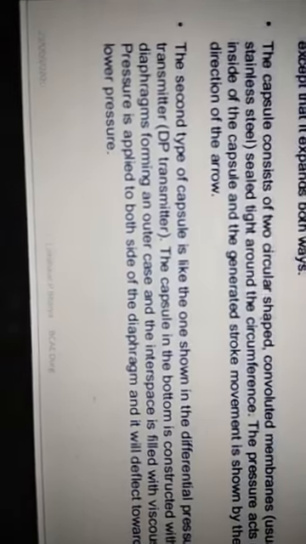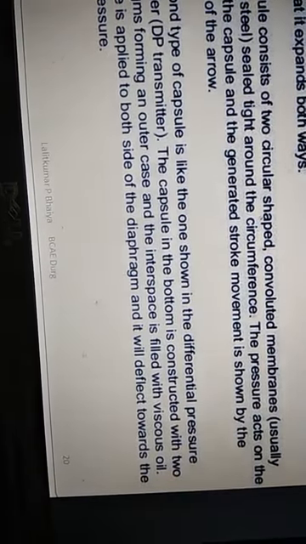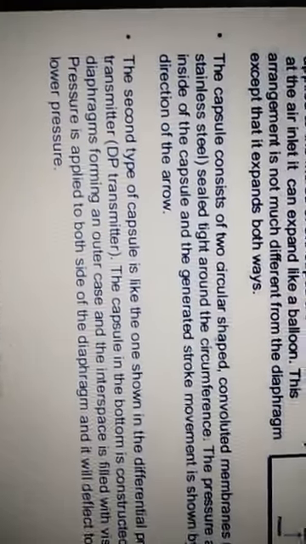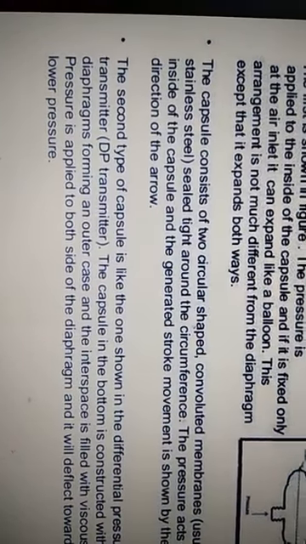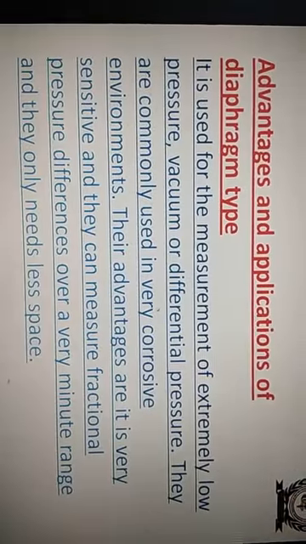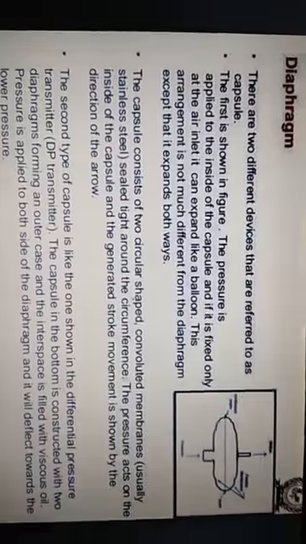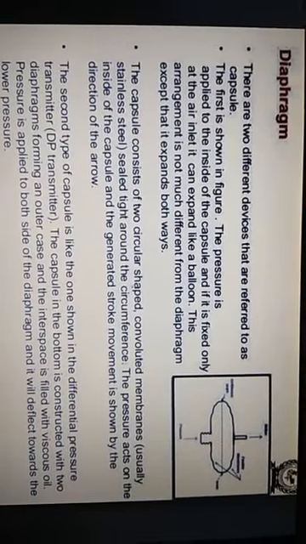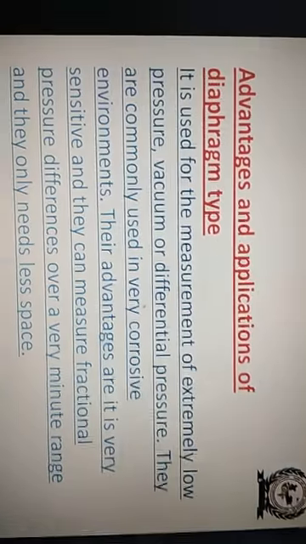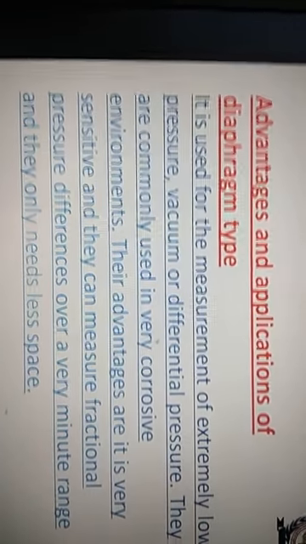Viscous oil pressure is applied to both sides of the diaphragm, and it will deflect towards the lower pressure. So in the second type of diaphragm capsule, a viscous medium is used, and using this viscous medium, the differential pressure can be measured. So this is about the diaphragms, measurement of the pressure using the diaphragm.